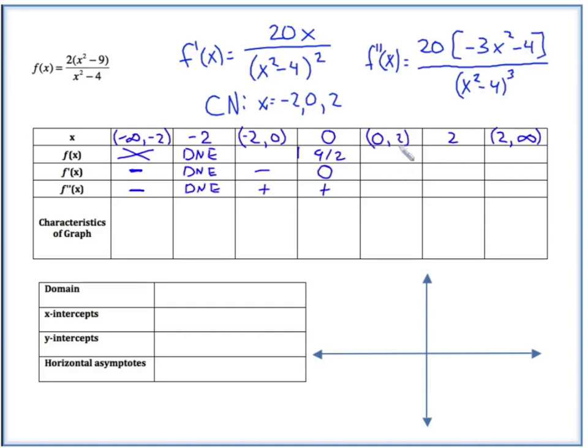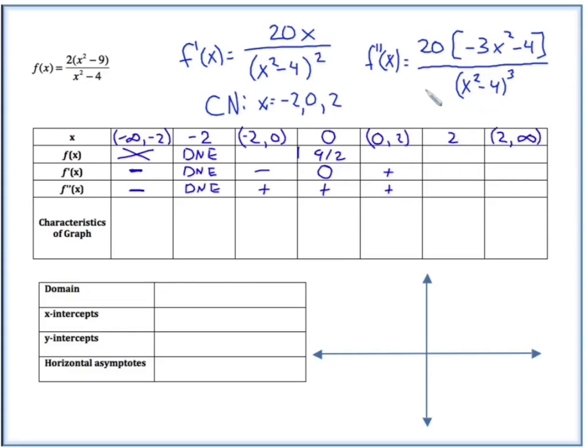Now we'll test our next interval here. Between 0 and 2, let's plug in 1. So the same thing's going to happen here in the denominator. That's going to be positive, and then that's going to be positive. So our first derivative here is positive. And then for our second derivative, now we have 1 squared is 1, negative 4, so that is negative. And then this is a 1, so it's negative divided by a negative, and we still get positive there.